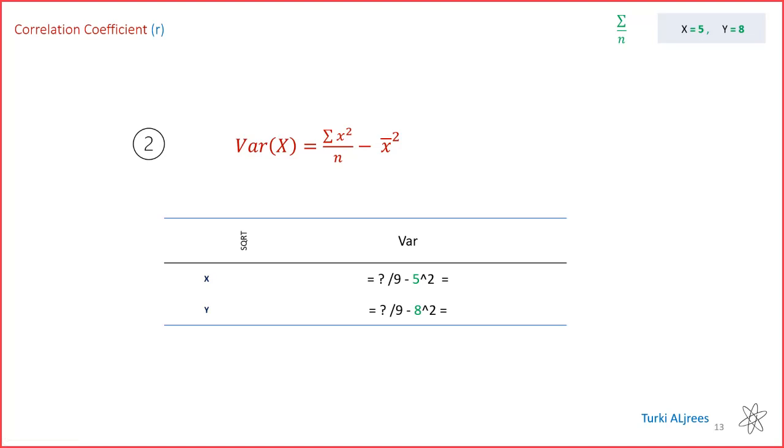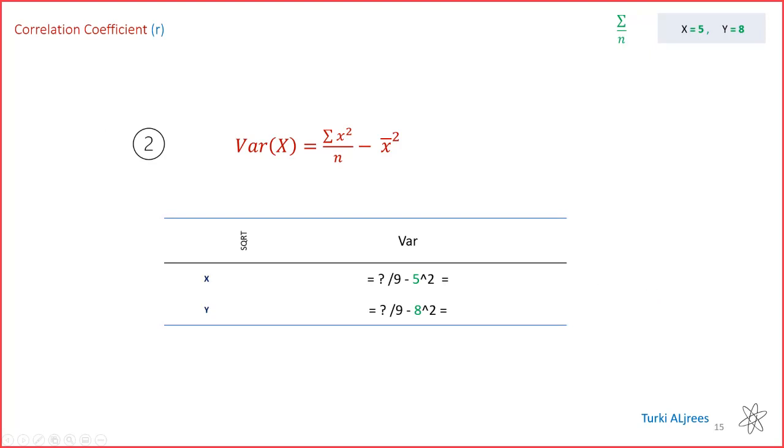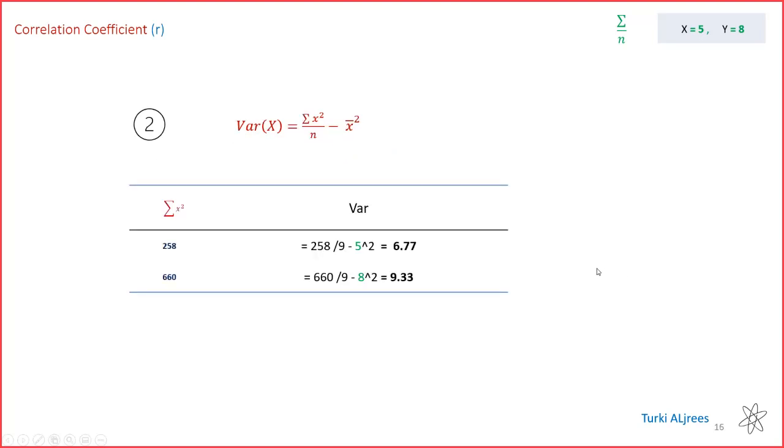To calculate the variance of x is to calculate sigma x squared over n minus the mean squared. The mean we just worked out was 5. To calculate sigma x squared means that I'm going to square all the x values and then add them up, divided by n. I can easily find the variance of y by adding these figures together.